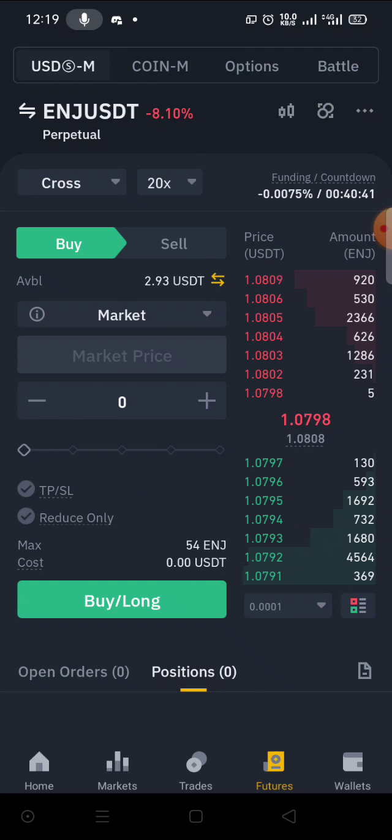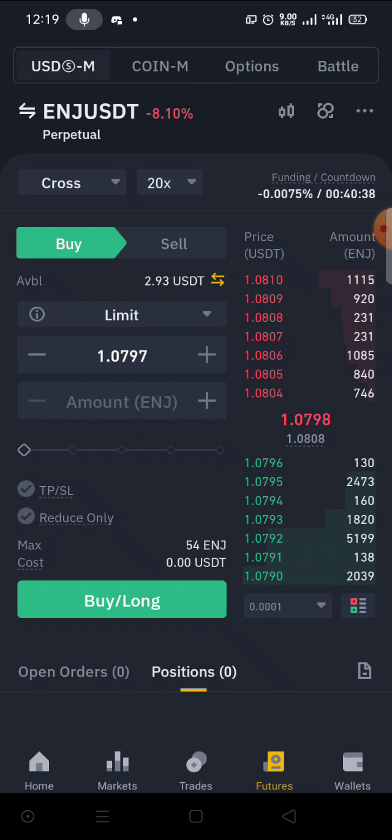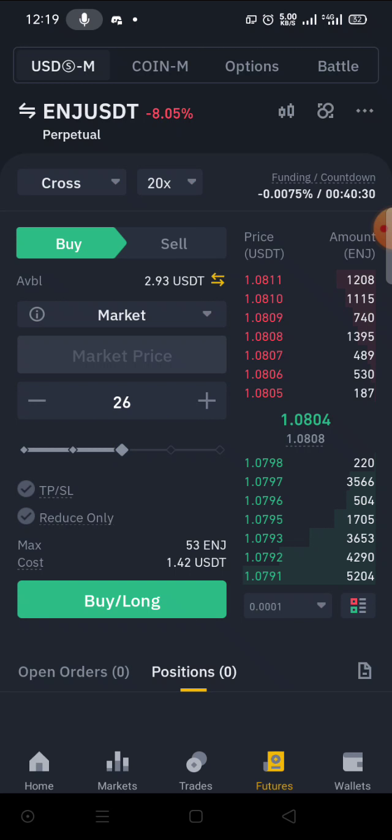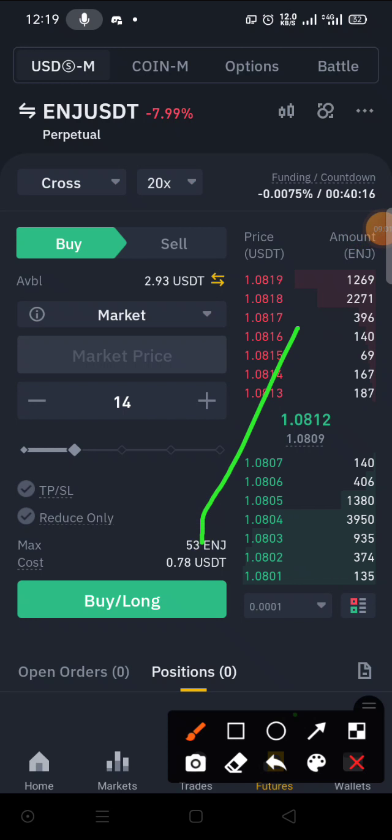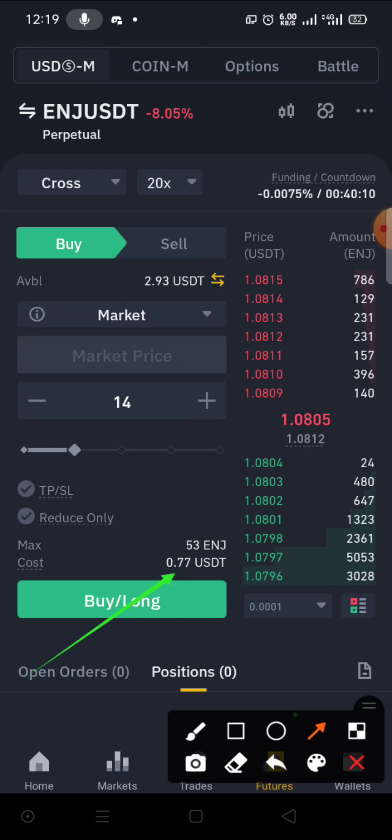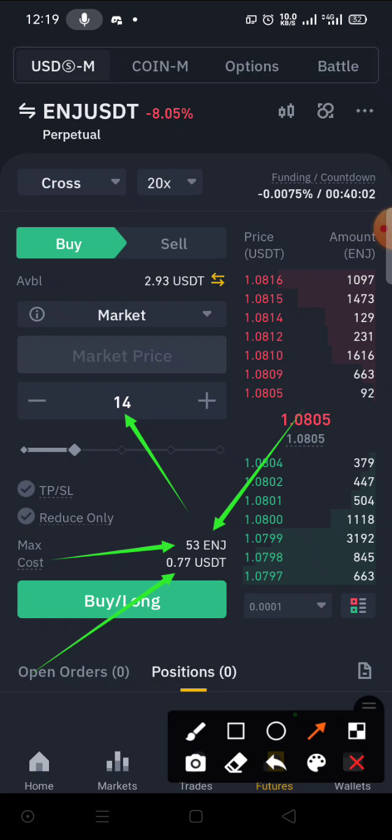Now let me show you something. Market price. The amount of the coin, the amount of ENJ. Let's say 32 pieces of ENJ is what I'm selecting. Now let me reduce it to 14 pieces of ENJ. How much does it cost? Let's see the amount I'll be spending. I'll be spending 0.76 USD, as you can see. The amount is 14, and the maximum quantity I can buy right now is 53.